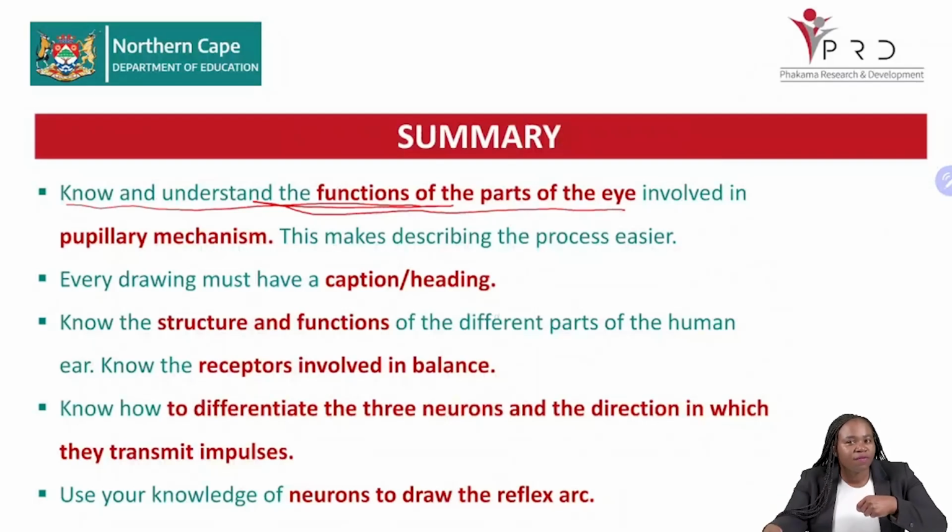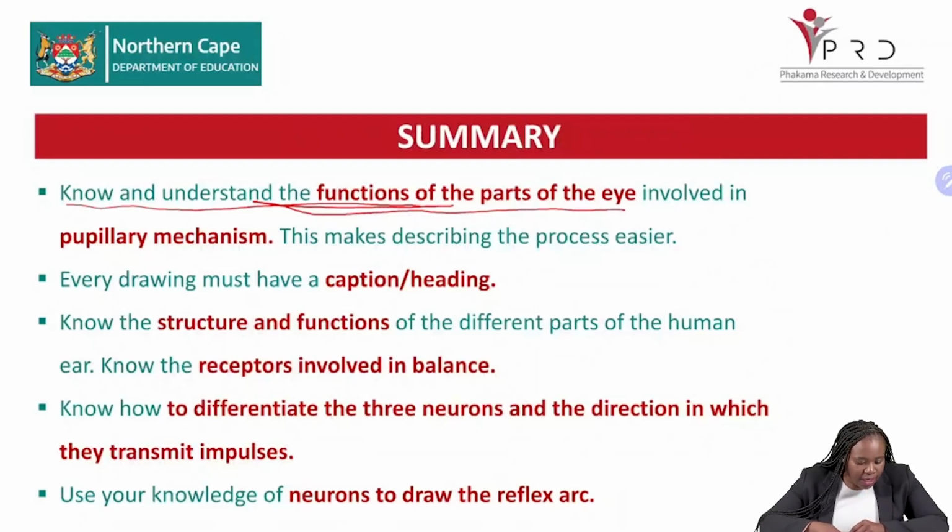Now, if you don't know the function of the suspensory ligament, it means you do not know the consequence of the suspensory ligament not functioning. Therefore, you will not be able to give an answer based on that. So know the functions and understand them. That way you'll be able to understand what roles parts play in processes such as the pupillary mechanism or pupillary reflex, as well as accommodation. So this makes describing the processes better, right?